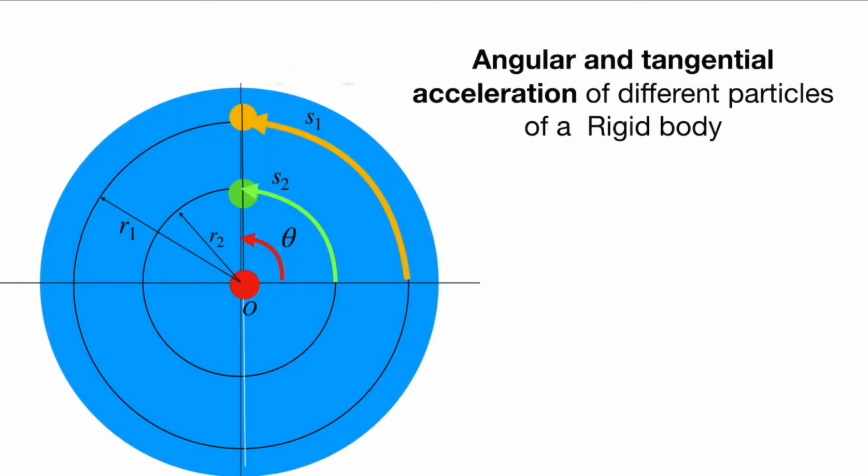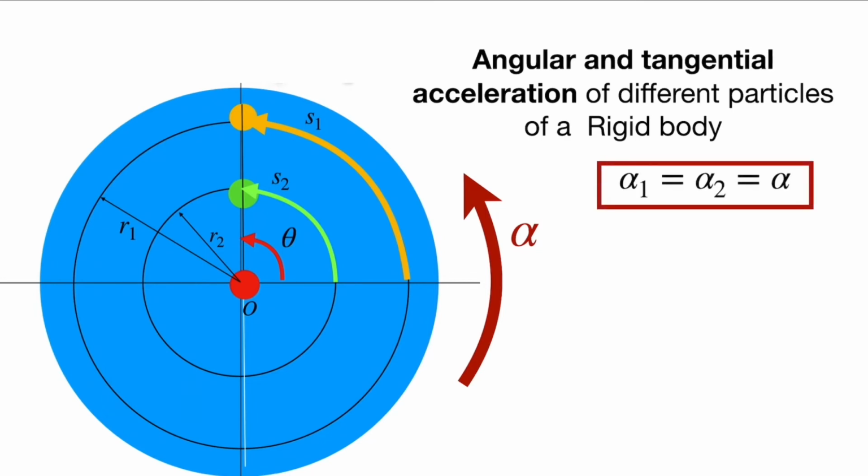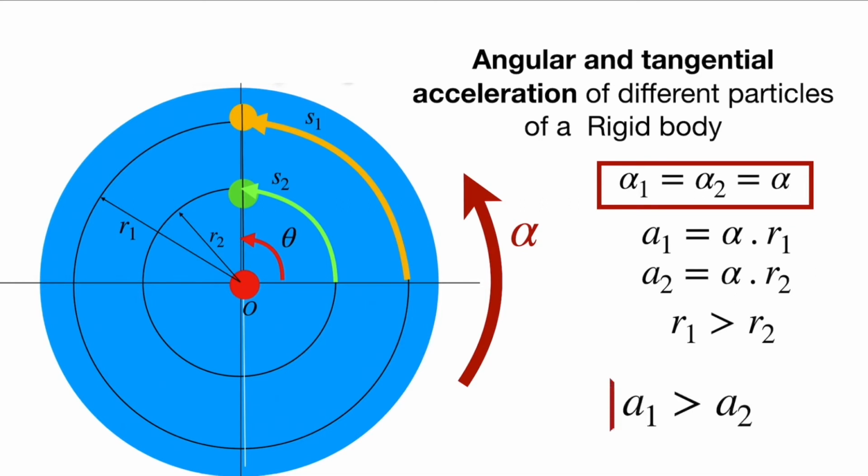Now let's check out the linear acceleration. If the disk is rotating with angular acceleration alpha, it means all the particles of the disk are rotating with the same angular acceleration. But what about the linear acceleration? Linear acceleration depends on the radial or perpendicular distance of the particle from the axis of rotation. So here A1, the acceleration of the yellow sticker, is alpha R1 and A2 is alpha R2. And now we know that R1 is greater than R2. It means the acceleration of the yellow sticker is more than the linear acceleration of the green sticker.